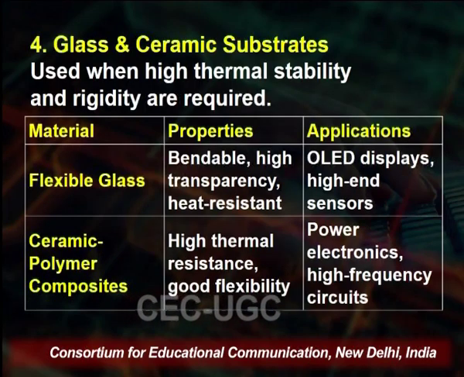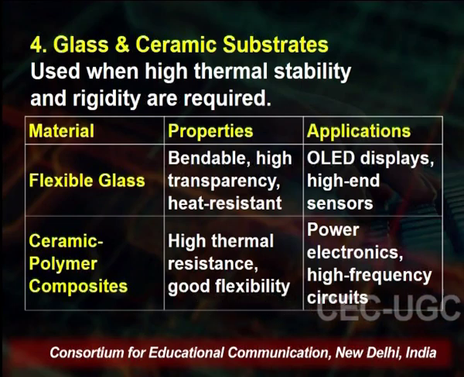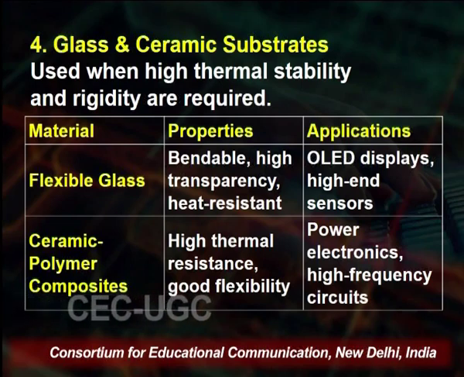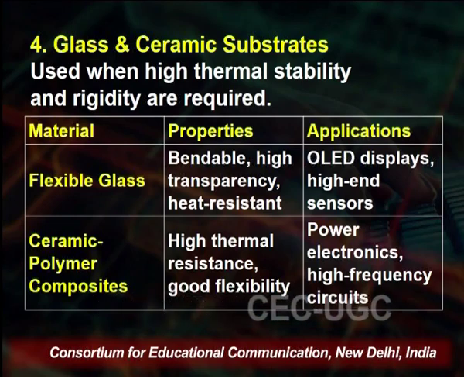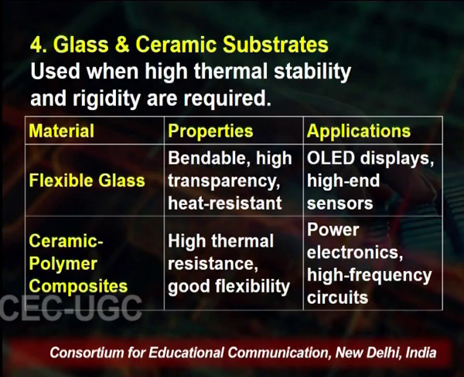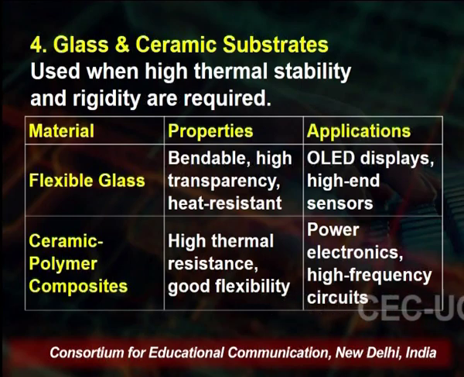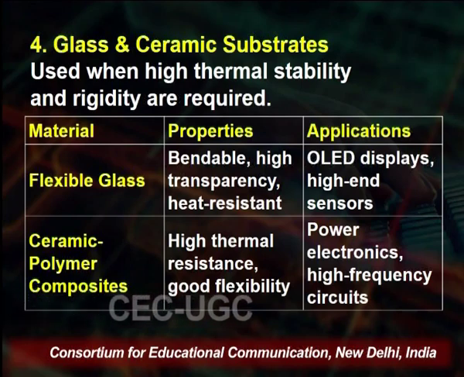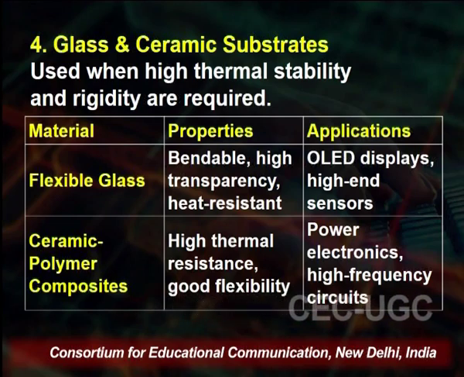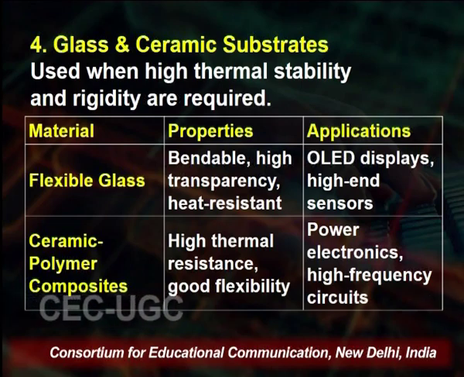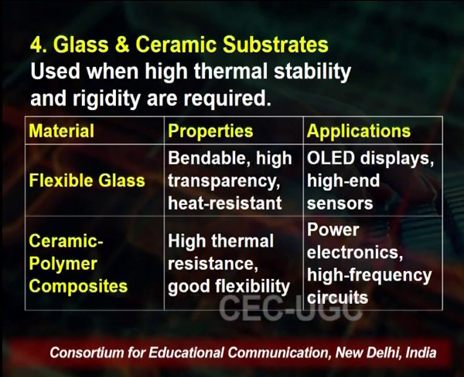Another type of substrates are glass and ceramic. The glass, we have two types, flexible glass and ceramic polymer composites, which are used where high thermal stability and rigidity are required. If we talk about flexible glass, it is bendable and has high transparency and heat resistance. So, OLED displays and high surfaces, moreover the panels of mobiles are also prepared using this flexible glass. Ceramic polymer has high thermal resistance, good flexibility, and we may use it in power electronics and high frequency circuits.